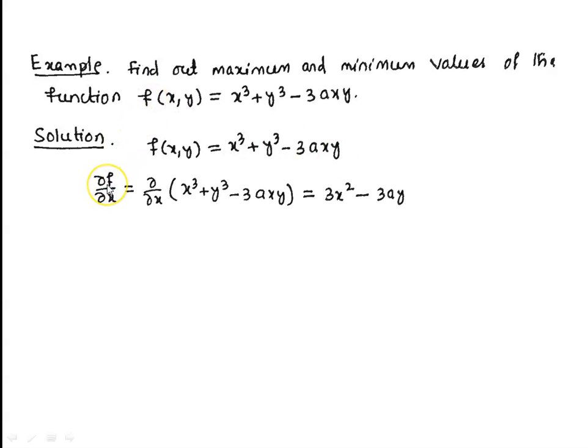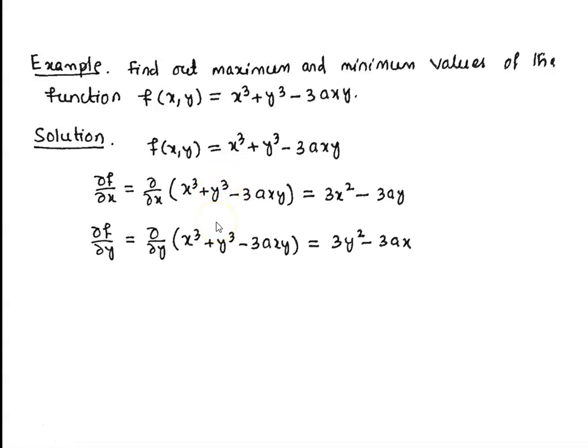Now the partial derivative of the function with respect to x, ∂f/∂x, is equal to ∂/∂x of the function x³ + y³ - 3axy, which is equal to 3x² - 3ay, because here y³ is a constant. The derivative of this y³ is 0. Similarly, ∂f/∂y is equal to ∂/∂y of x³ + y³ - 3axy, which is equal to 3y² - 3ax.